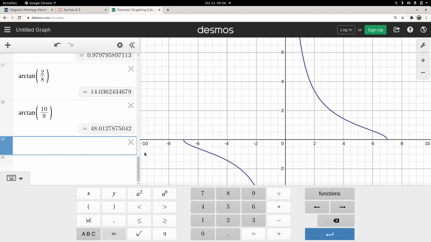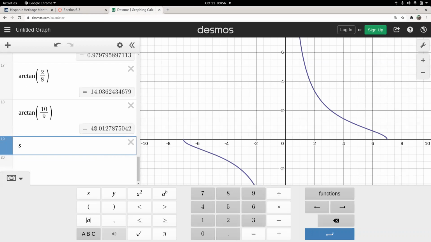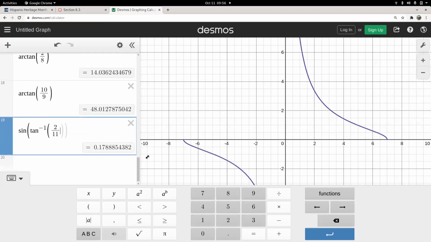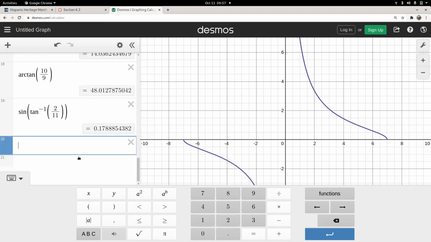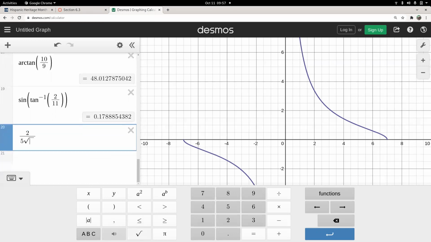So we had, what was it? It was the sine of the tan inverse. So the sine of the tangent inverse of 2/11 is about 0.17. And I think that should be the same as 2 divided by 5 times the square root of 5. And that looks like the exact same value there.